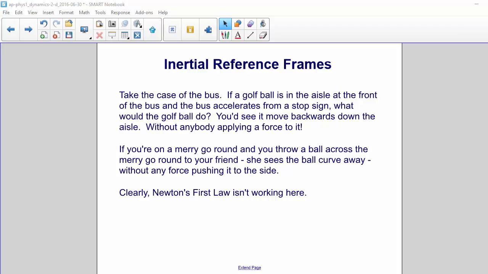If you're on a merry-go-round and you throw a ball across the merry-go-round to your friend, she sees the ball curve away without any force pushing it to the side. So clearly, Newton's first law isn't working here.